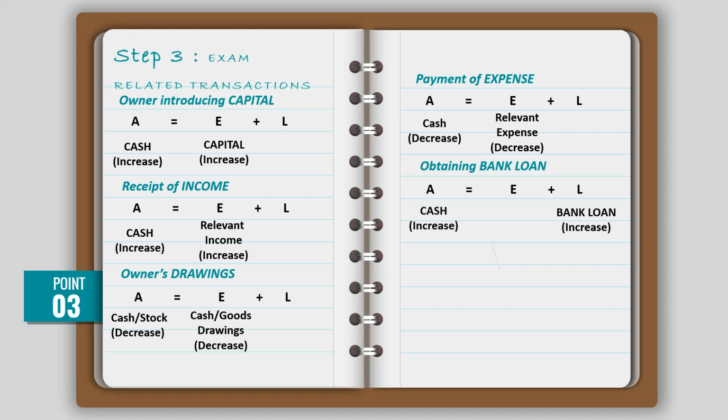Next, purchase of goods on credit. If we purchase goods on credit, liability will increase because we have to settle it within a short period of time. Therefore, liability will increase by the amount of stock or goods bought by the business. Due to increase of liability, assets also will increase by the amount of goods purchased from the creditors.